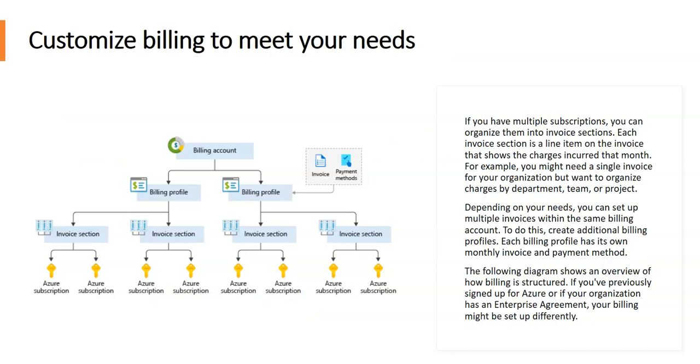If you have multiple subscriptions, you can organize them into invoice sections. Each invoice section is a line item on the invoice that shows the charges incurred that month. For example, you might need a single invoice for the organization but want to organize charges by department, team, or project. Depending on your needs, you can set up multiple invoices within the same billing account. To do this, create additional billing profiles. Each billing profile has its own monthly invoice and payment method.